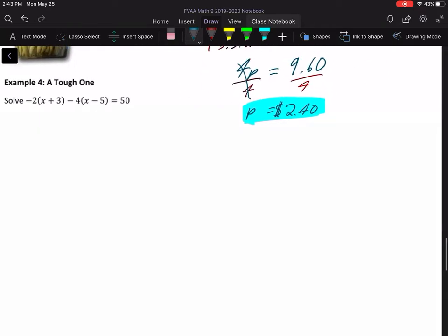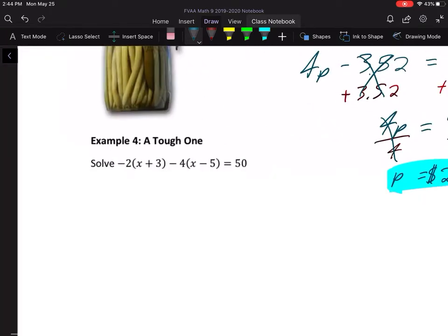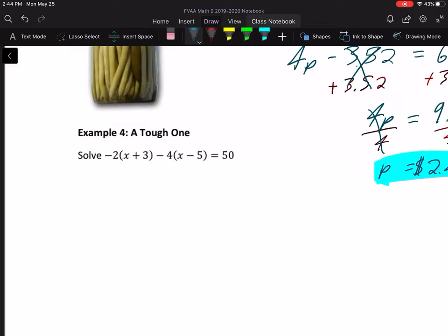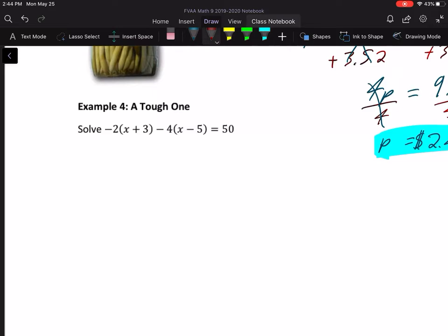Last question here. Ooh, this is a tough one. In this situation we have to distribute for this question. There's no way around it. So again, you don't just take the term in the front, you also take the sign in the front. So this is what's going to get multiplied everywhere. Negative 2 times x is negative 2x. And then negative 2 times 3 is negative 6.